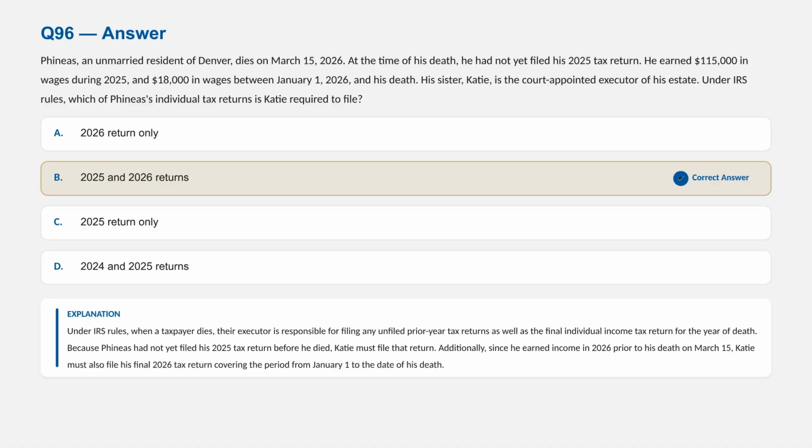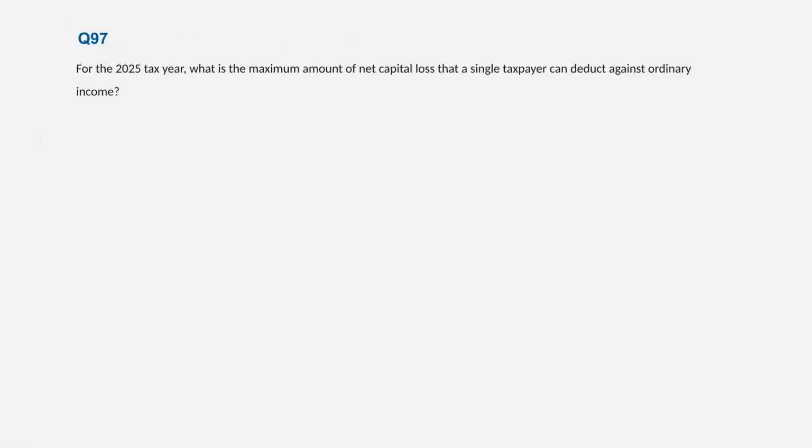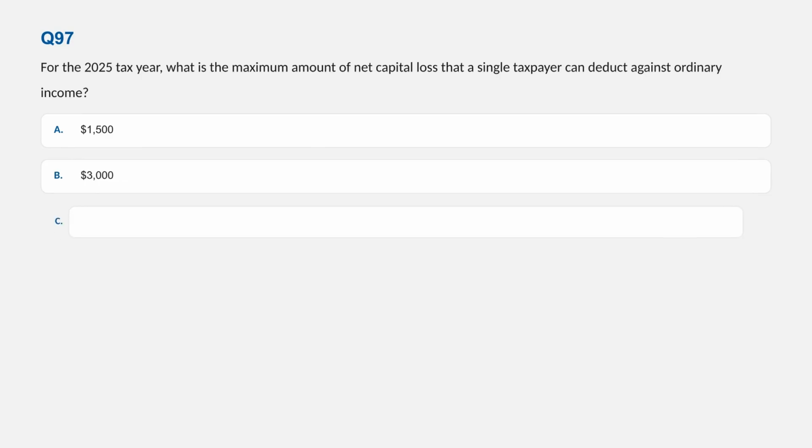Great, now let's move to our next question. Alright, let's move to question 97. For the 2025 tax year, what is the maximum amount of net capital loss that a single taxpayer can deduct against ordinary income? A. $1,500, B. $3,000, C. $5,000, D. $10,000.